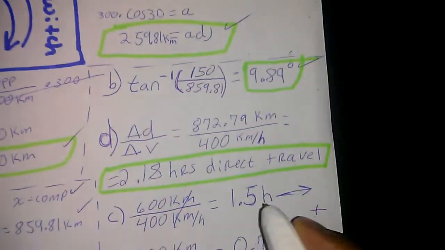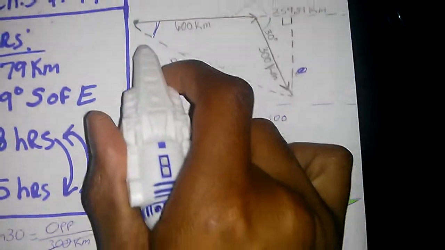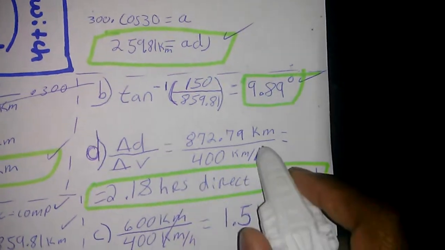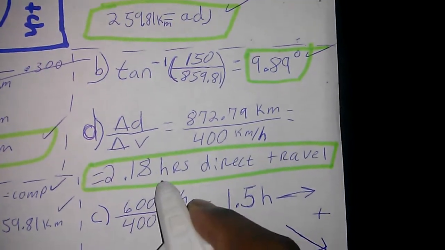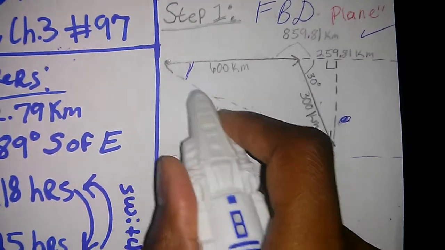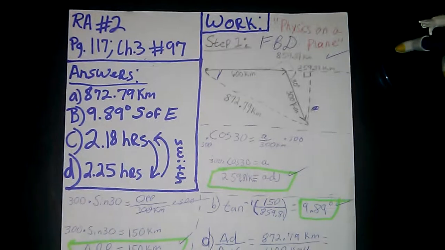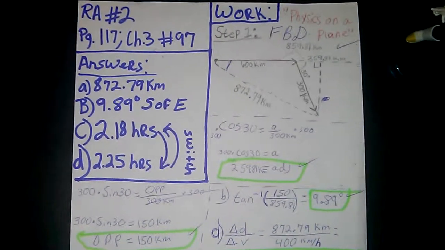Now, if it went 400 kilometers per hour in the straight line right here, you just put distance over velocity, and that equals 2.18 hours of direct travel. Once again, direct travel. That is this path. And this is my understanding of physics on the plane.